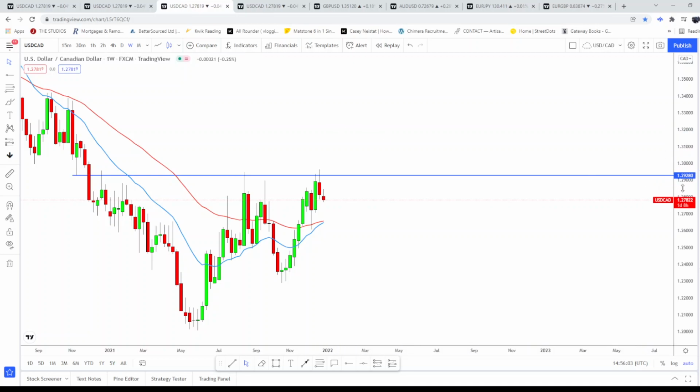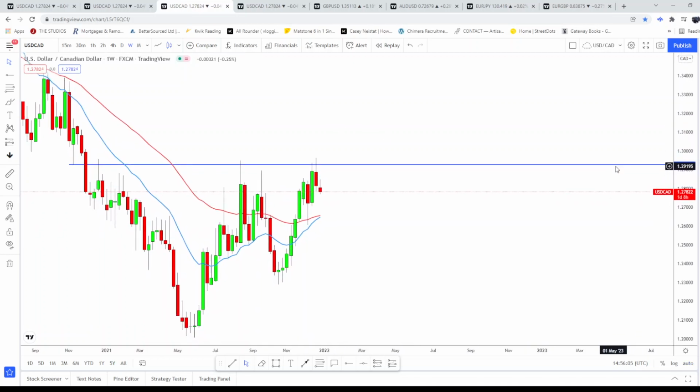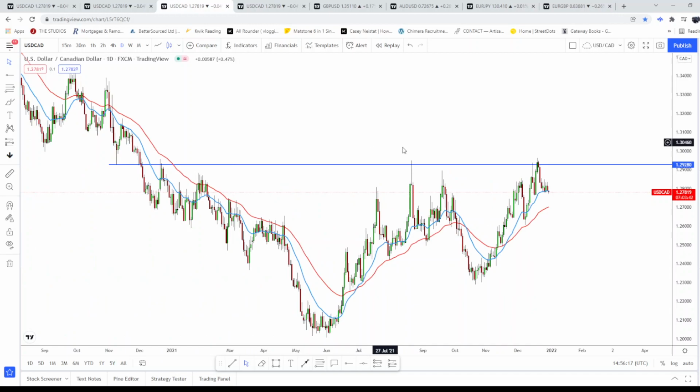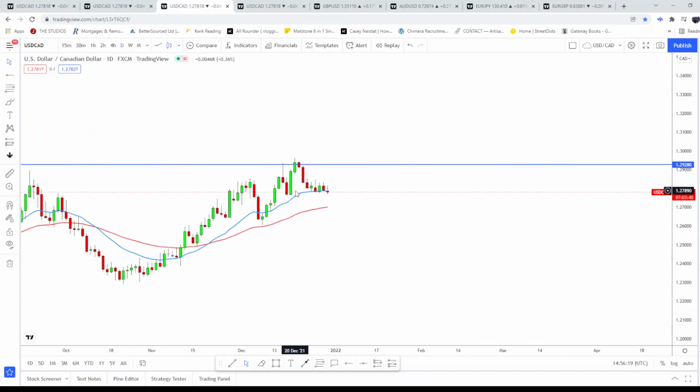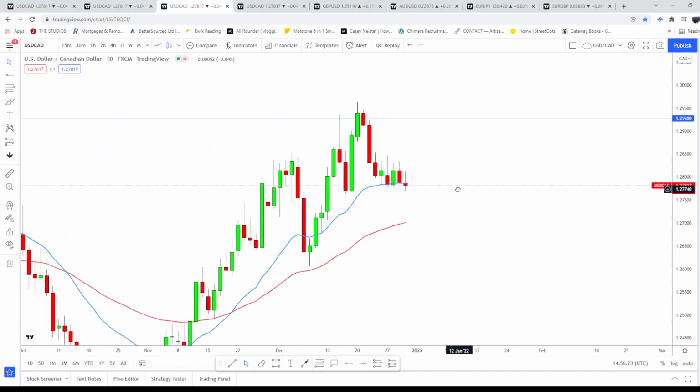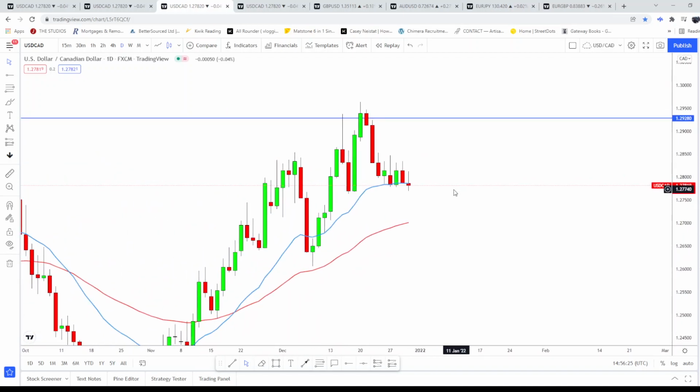Well, I like to round it down to the nearest zeros or fives. So at this point it'll be 1.2900. Moving on to the daily, we see this a bit further. We're looking at areas where we can get in and see where price action will move on further.